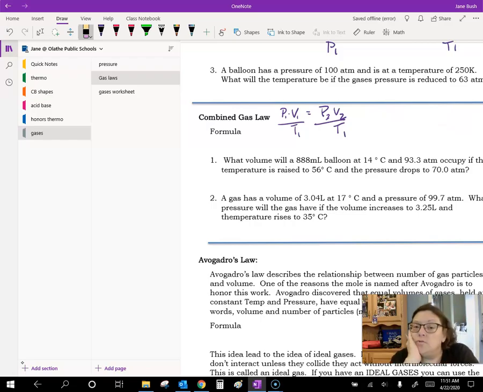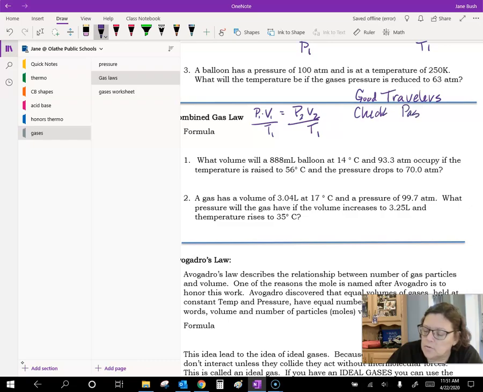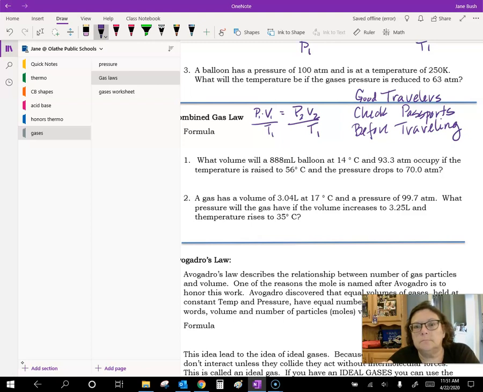Now, one way to help you remember this relationship, if you think about the laws that they go with, we're going to write out: good travelers check passports before traveling. All right. Now, the first one, good.